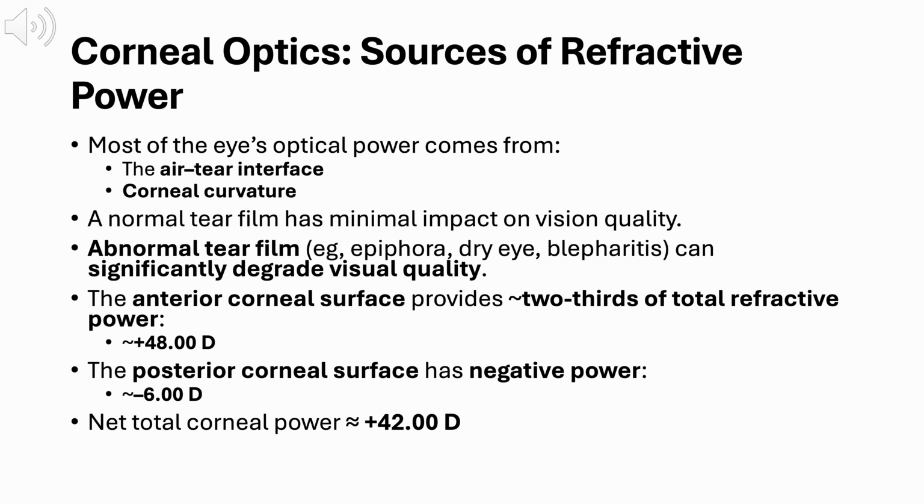The anterior corneal surface provides roughly 2/3 of the eye's total refractive power, contributing about +48 diopters, while the posterior corneal surface contributes negative power, around -6 diopters. Together, this results in a net total corneal power of approximately +42 diopters.